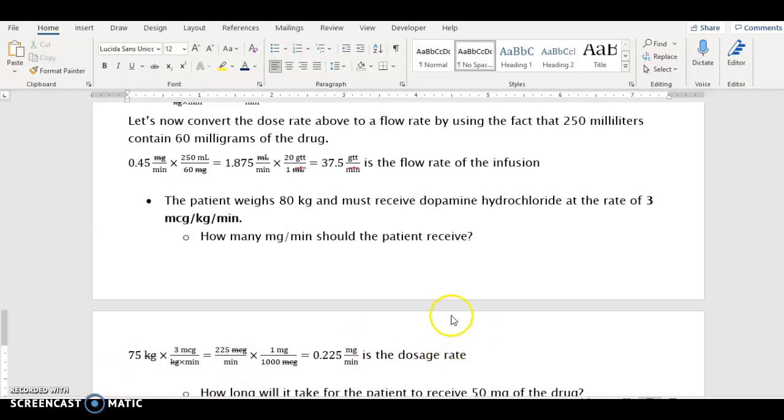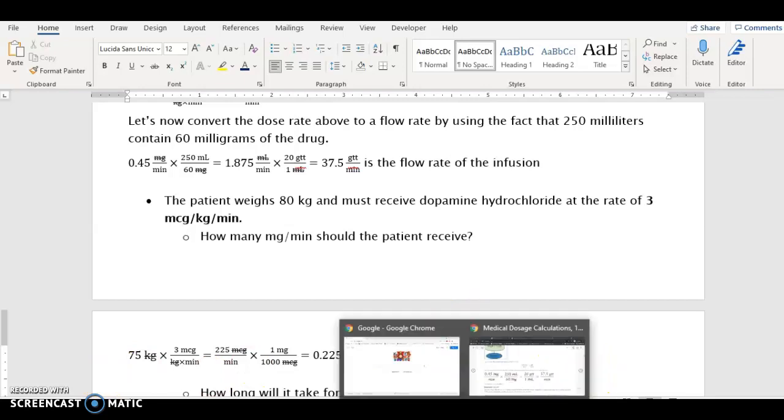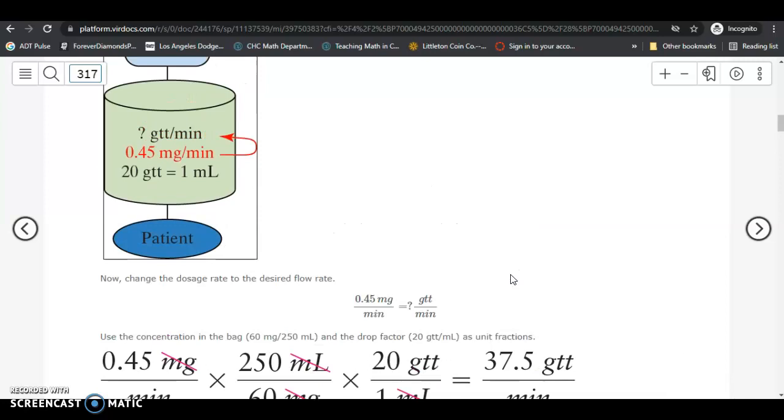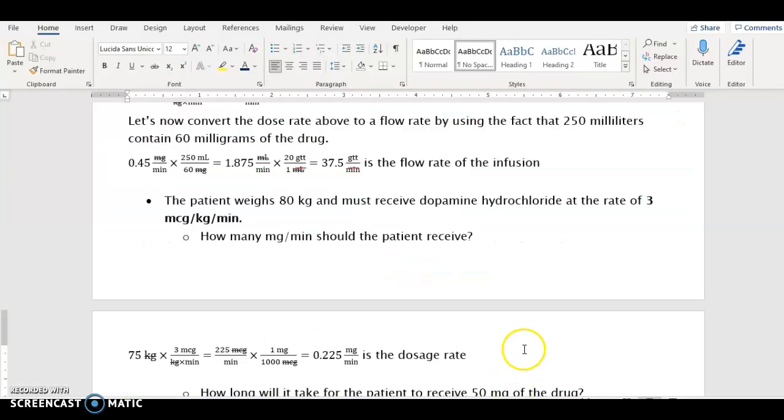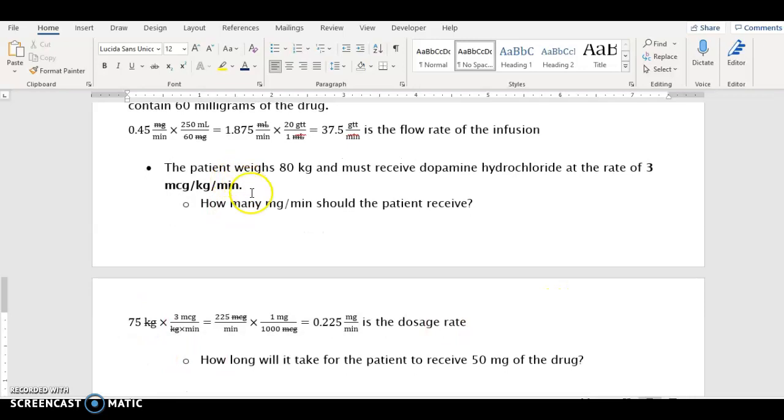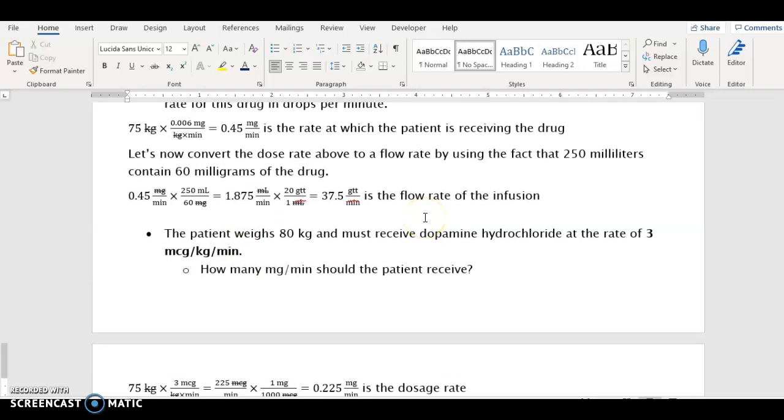So once again, to start the problem, we are applying the basic formula that says that the size of the patient multiplied by the order is equal to the dosage rate. It's understood here that the order is given as a compound rate, as it was in the previous example we worked on, and as it is in the current example that we're working on. So we took the patient's weight in kilograms. So let me see here.